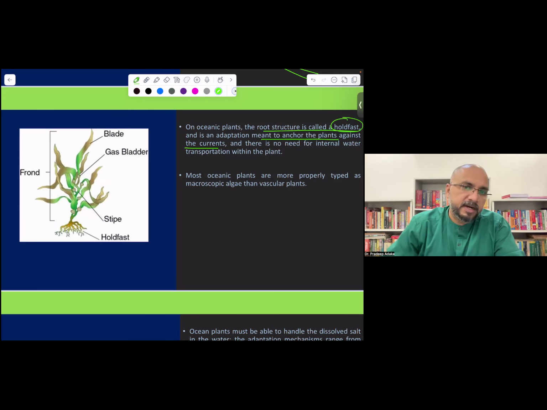Most oceanic plants are more properly termed seaweed or algae. Basically, they are macroscopic algae. You might have seen in Korean dramas that on birthdays they eat seaweed soup. You might have seen that. On birthdays, they definitely eat seaweed soup.